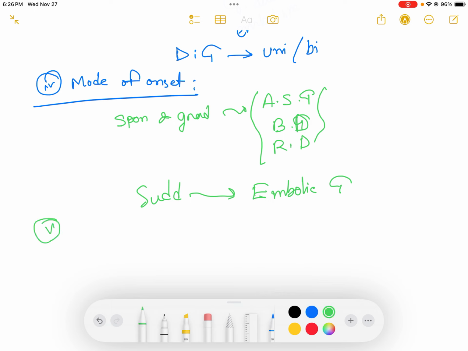Number 5, pain. Note its site, character, radiation, whether it increases on walking or exercise, whether it disappears when the exercise stops, and whether it becomes worse on application of warmth when the circulation of the limb is impaired. Two types of pain are noticed: number 1, intermittent claudication, and number 2, rest pain.